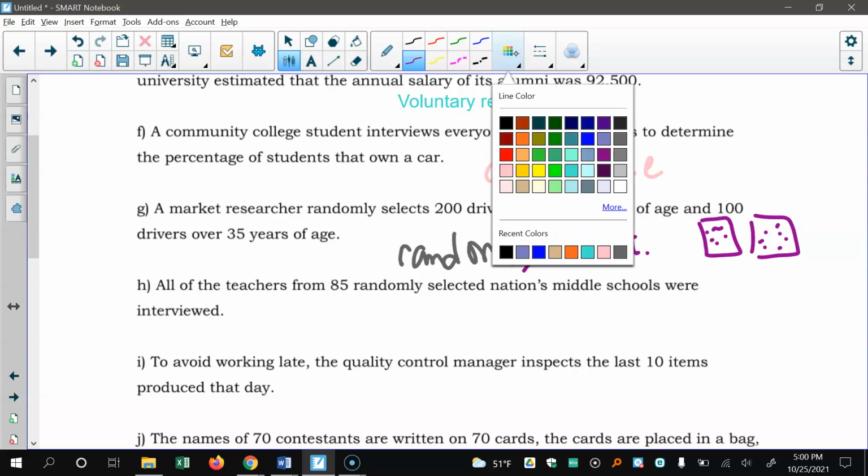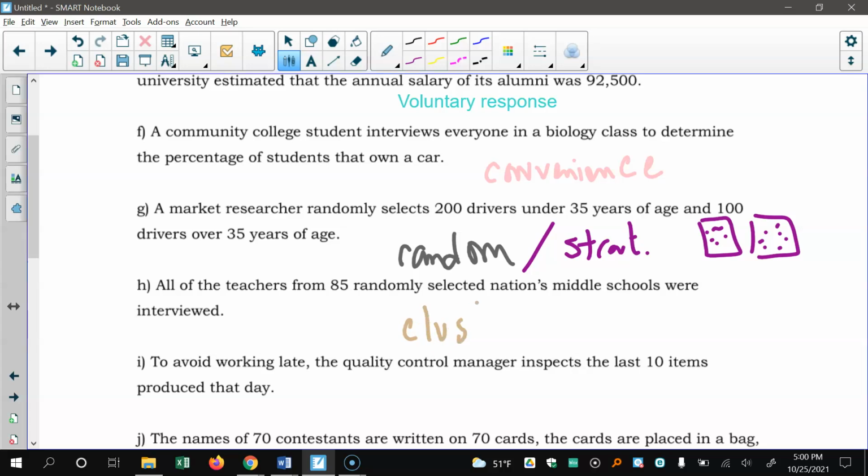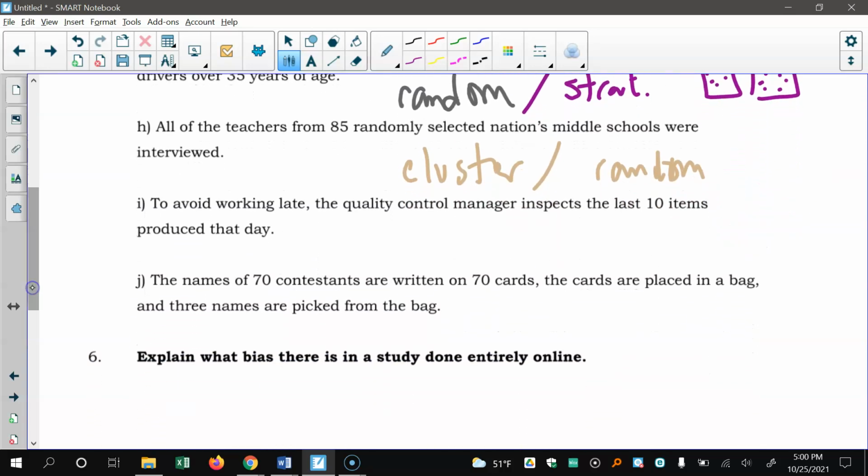Well, there's a lot more than 85 middle schools in the nation, which means that this is cluster. There were groups randomly selected, and everyone in the groups that were selected were interviewed. This is definitely cluster. If you put random, you would get some points because they were randomly selected, but cluster was the main idea here. For I, to avoid working late, the quality control manager inspects the last 10 items produced that day.